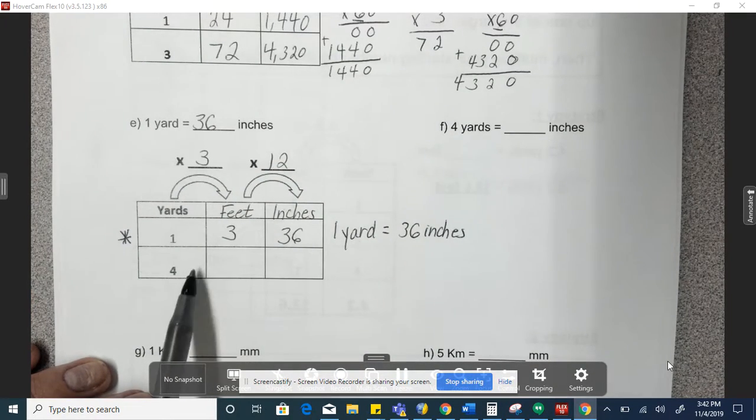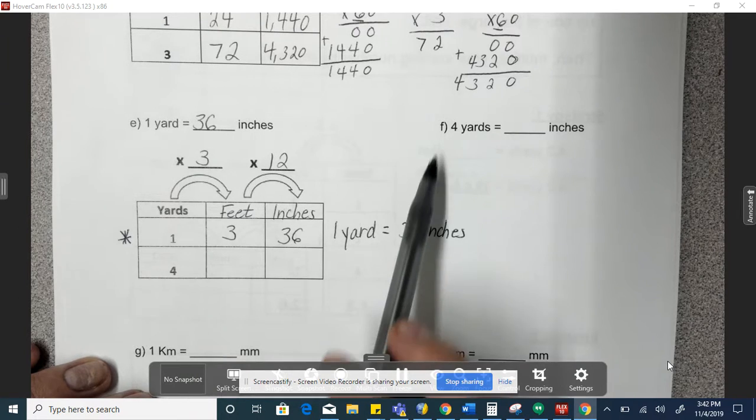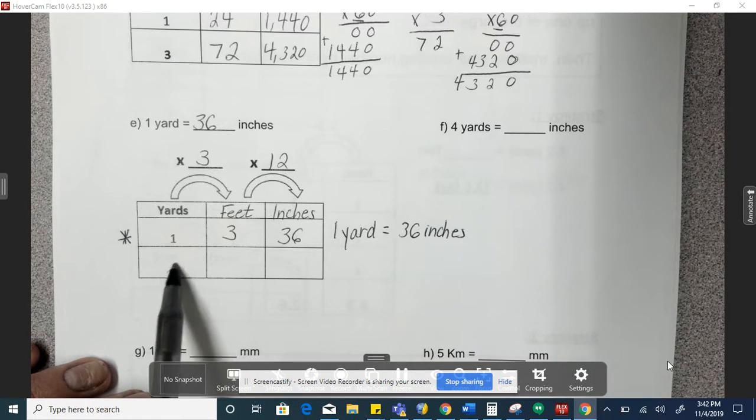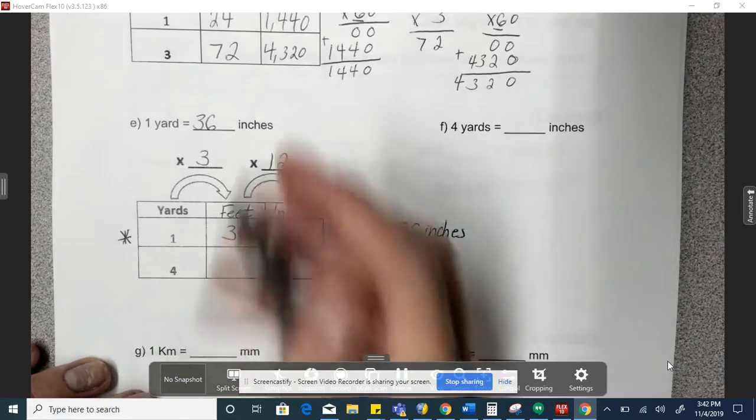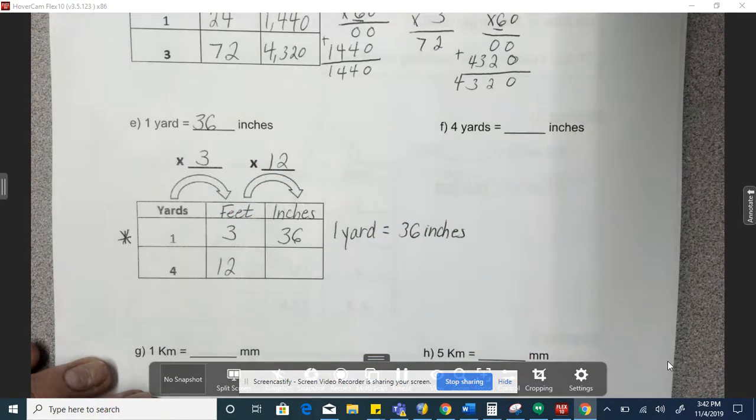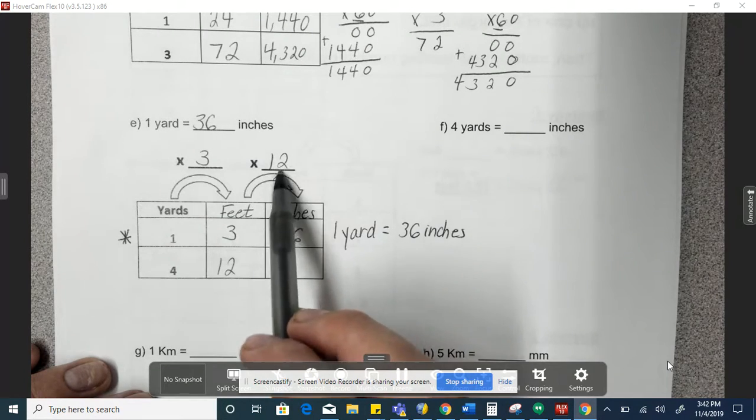Now let's figure out for 4 yards. So we're working on part F. Well, I know that 4 yards times 3 feet per yard is 12 feet. Now I'm going to multiply 12 feet times 12 inches per foot.